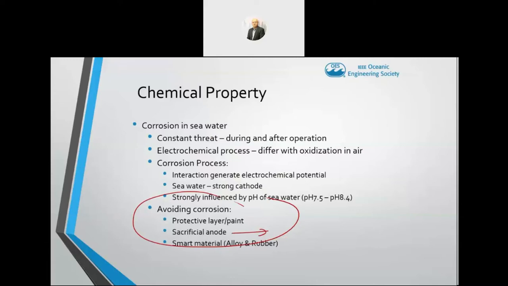So a sacrificial anode will also require an additional electrical connection. So we might need a smart material. In this case, we will reveal maybe a few materials that might be mind-blowing, or maybe suitable as an alternative to a protective layer and paint, as well as a sacrificial anode.